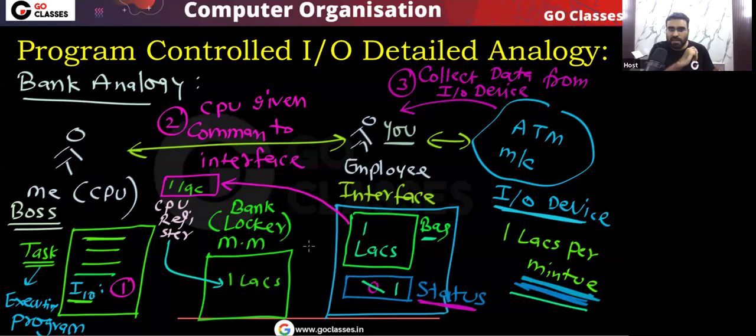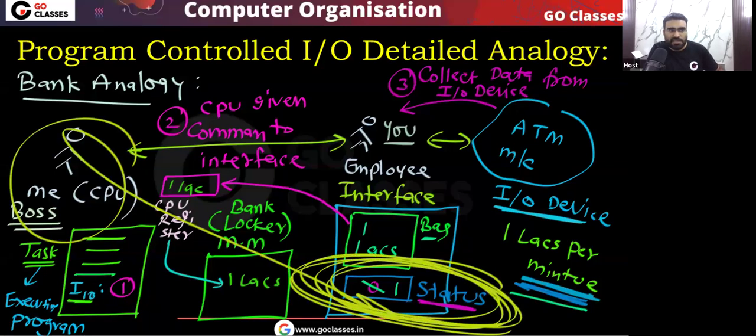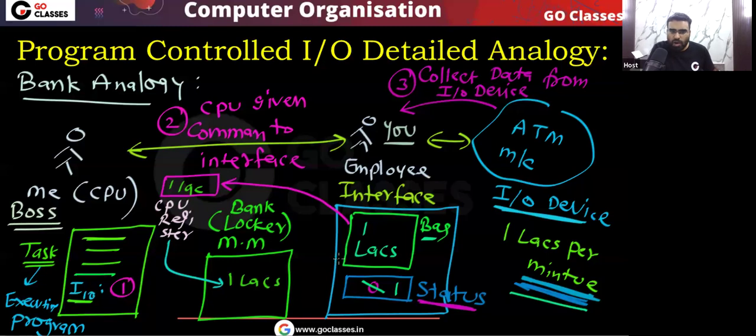Okay, that is the one thing. So that is the reason this is called polled IO. Yes or no? Because the CPU is continuously polling, continuously checking the status: is the data ready, is the data ready? So this is called polling. This is the one thing that you should understand.